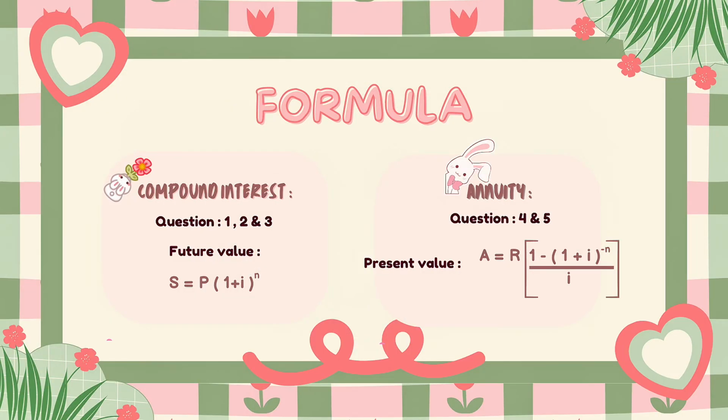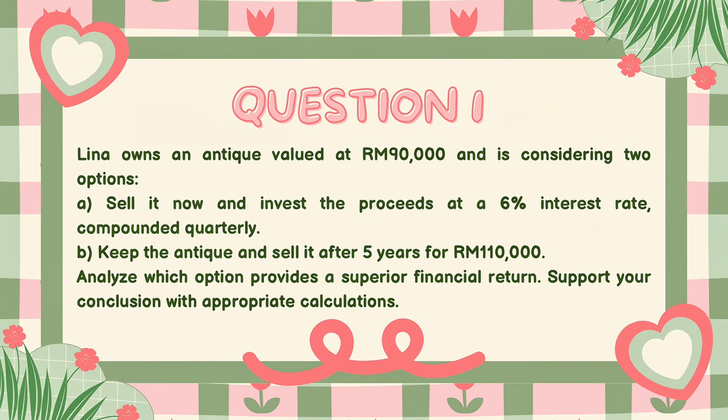This is the formula that we use. Questions 1, 2 and 3 are about chapter 3, which is compound interest, and questions 4 and 5 are about chapter 4, which is annuity. Let's start with question 1.